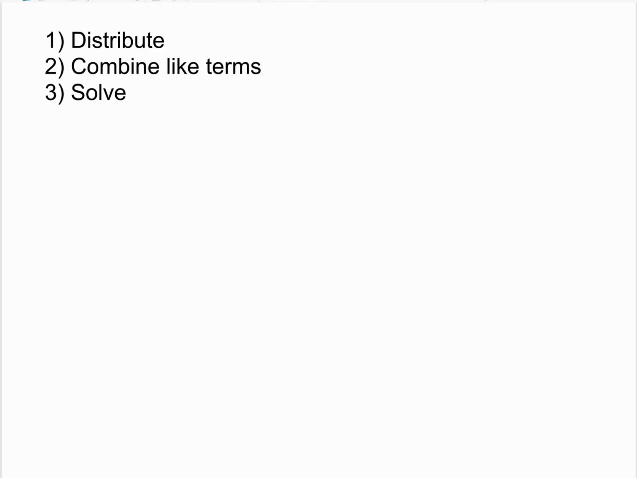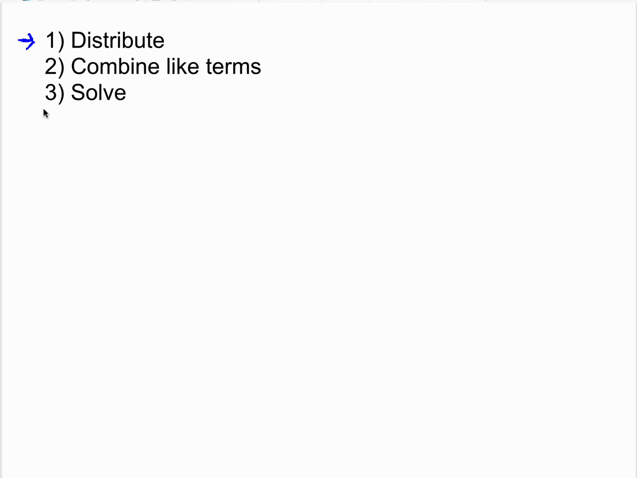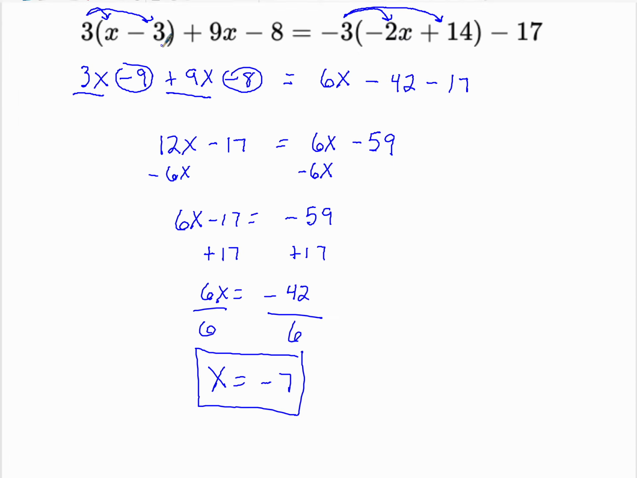Here's a quick little reminder of the steps to take. First thing you always do on any of the problems that we're going to be looking at right now, first step is always distribute. And that's this step where we multiply through the parentheses. We've got to take care of the parentheses first. Always do that first. Then, after we distribute, then we combine like terms that are on the same side of the equal sign. I'm only combining things that are on the same side.